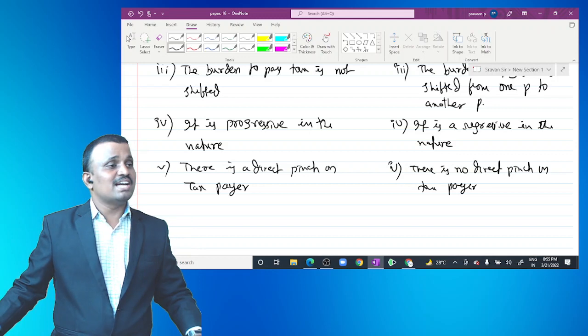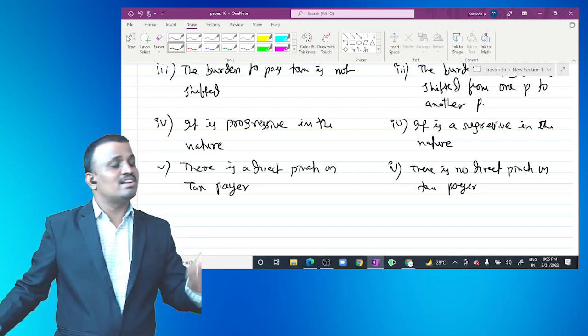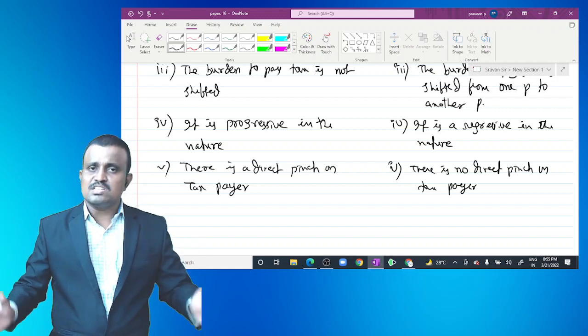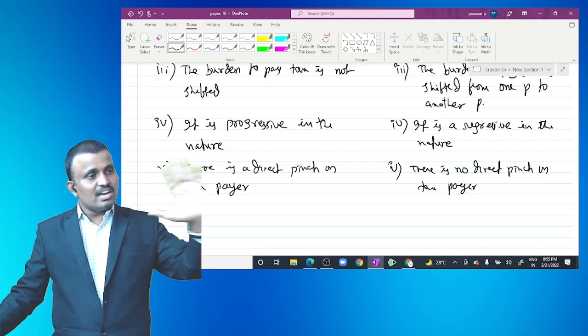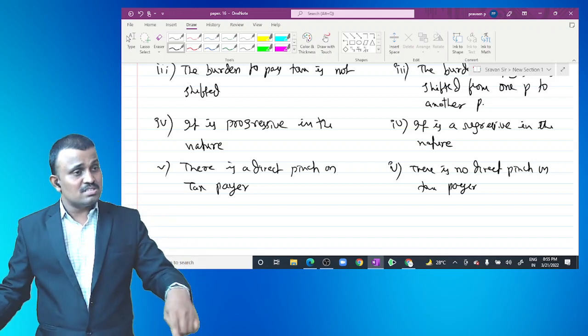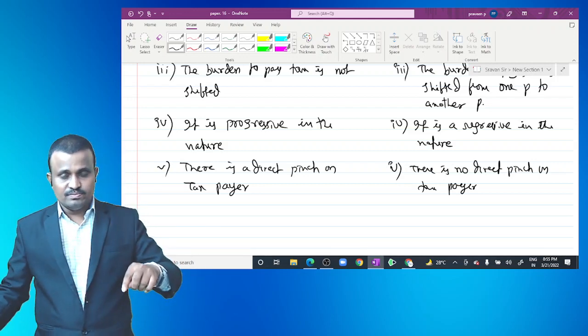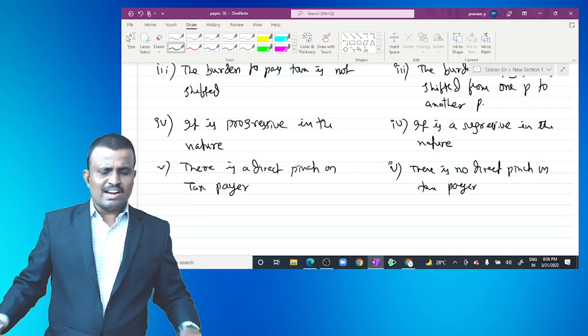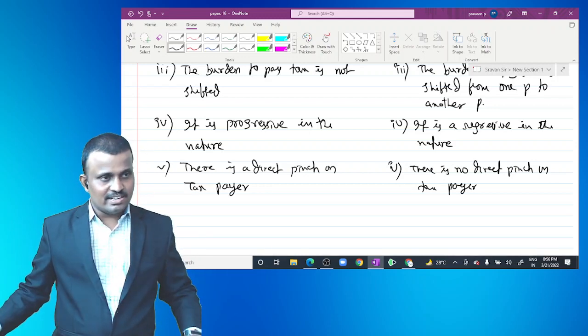That is called a direct pinch. The direct pinch is not there in indirect tax. But in case of direct tax, every person who earns income knows the fact that they are liable to pay the tax to the government. Even an uneducated person who earns income knows whether they pay the tax or not. Finally, whether they pay the tax or not is the secondary item.